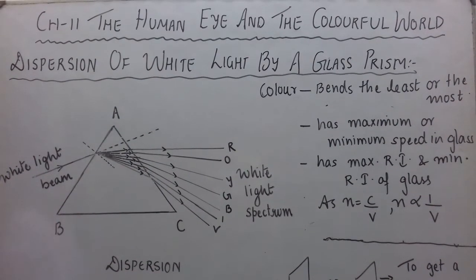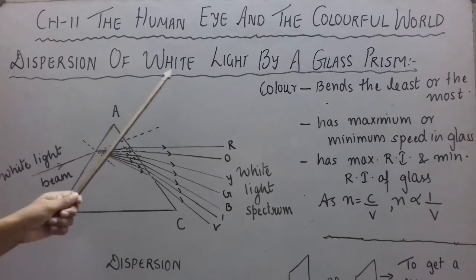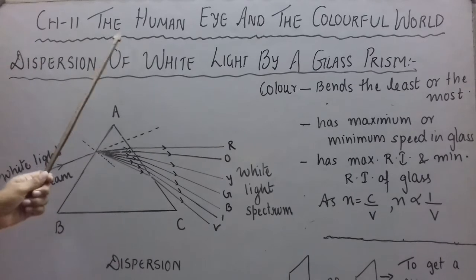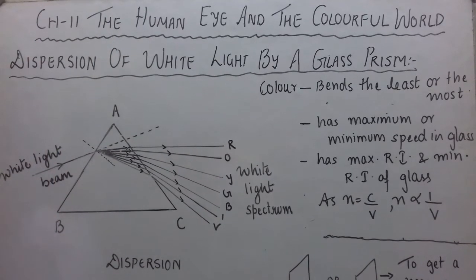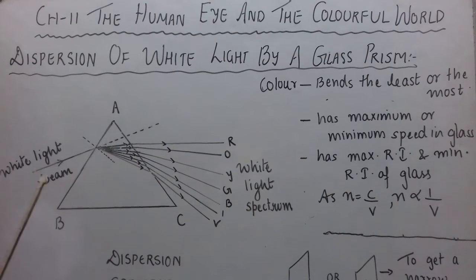Hello students, in this video we are going to cover the topic Dispersion of White Light by a Glass Prism of chapter 11, The Human Eye and the Colourful World, of the 10th class NCERT textbook. Before we discuss this, let us consider one activity. All of you know what a prism is now.